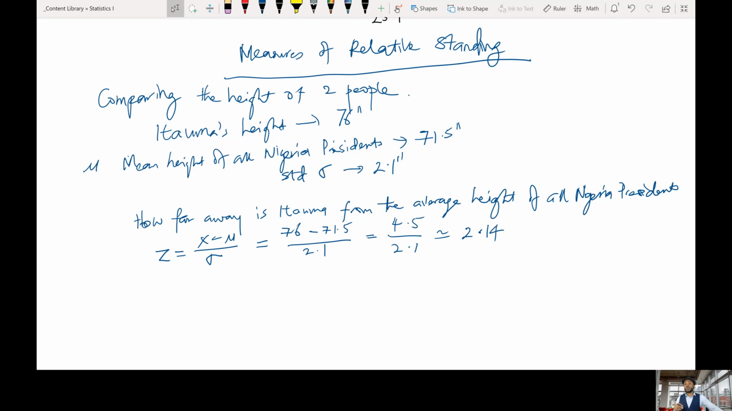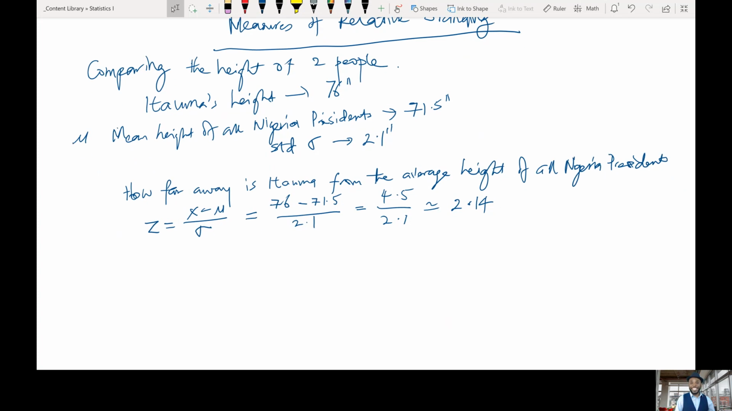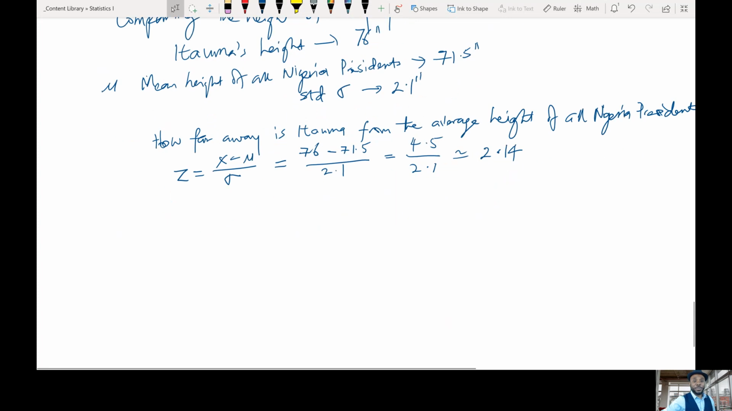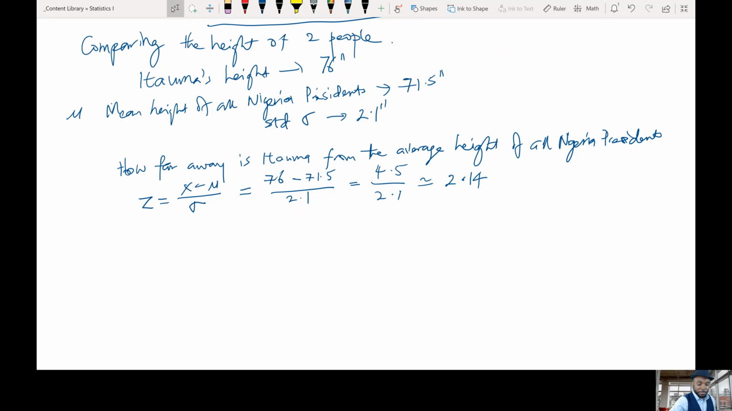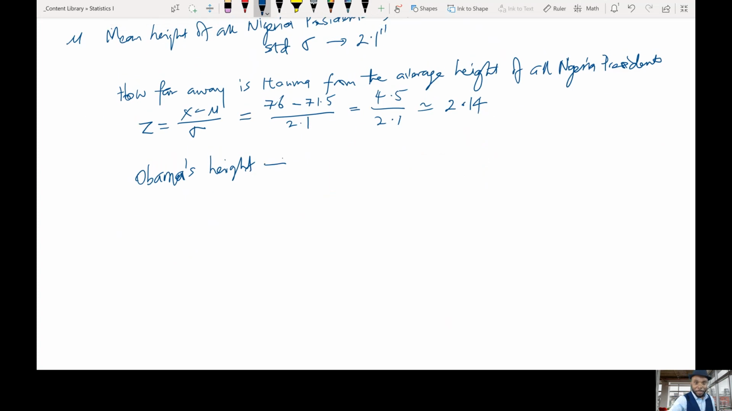So relative to my own population, I am actually unusual, which means that I'm actually very tall relative to the population of presidents in Nigeria. All right, so that is for Italma's height. Now let's look at Obama. President Obama's height is, say, around 86 inches.